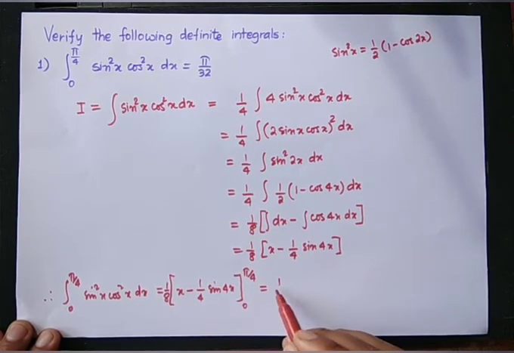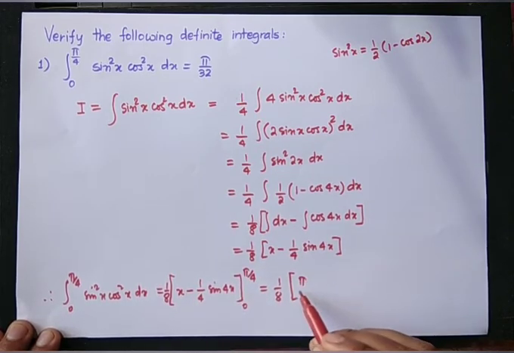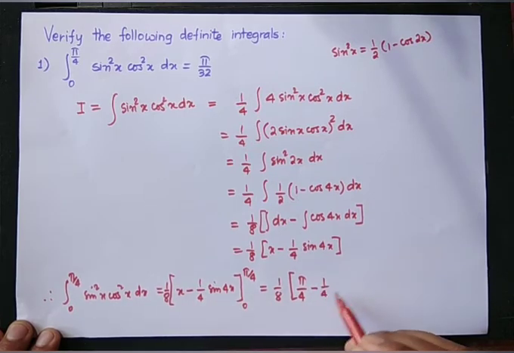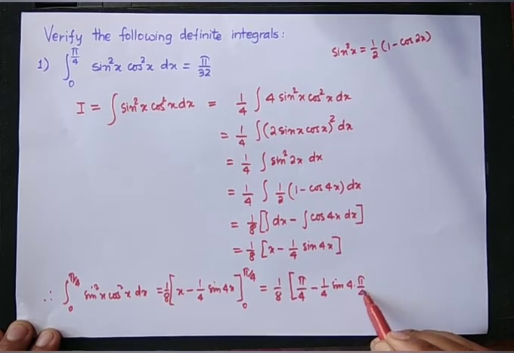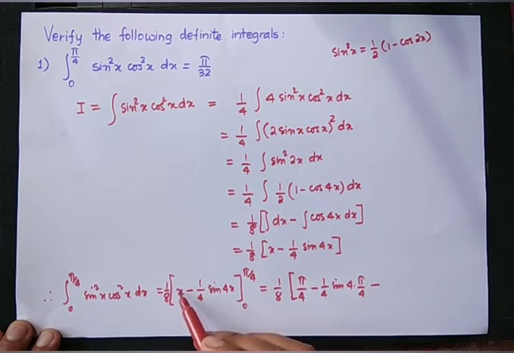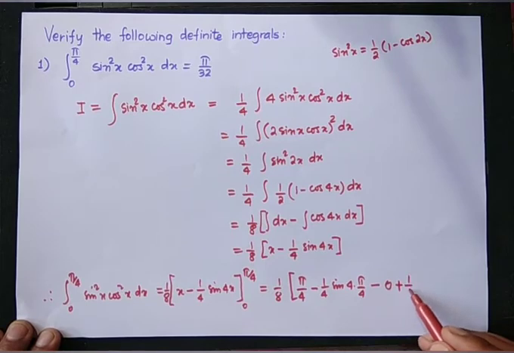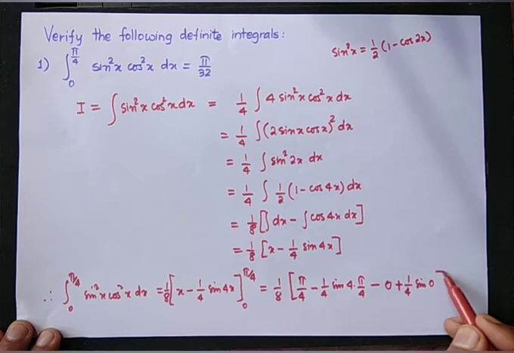Okay, so 1 by 8 is there. So first we'll put the value for the upper limit, so it becomes pi by 4 minus 1 by 4 sine 4 into pi by 4. Fine. Now we'll subtract with the lower limit, that is 0. So the value for x is 0. So minus, and this minus becomes plus 1 by 4 sine 4 into 0.